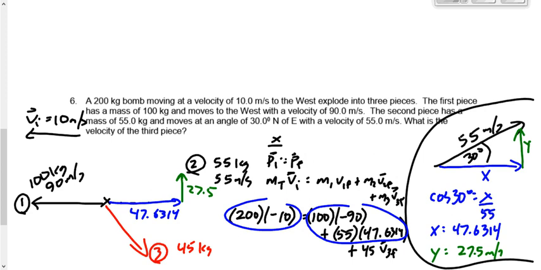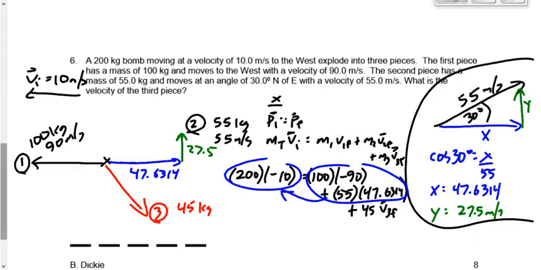Get this number. Take this number over to this side by adding or subtracting whatever needs to be done. And then divide by 45 and we get V3F. You guys okay with the rearranging there? Anybody need me to show how I rearrange that? V3F is 97.3394.